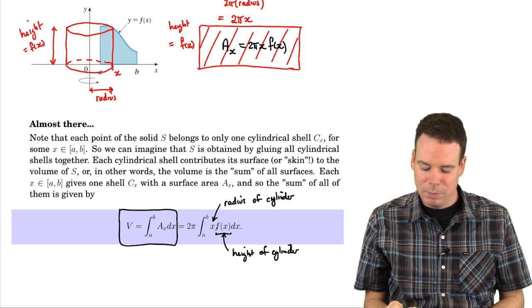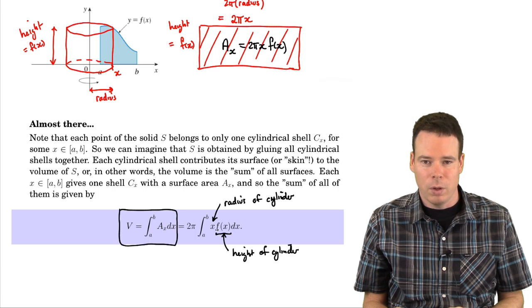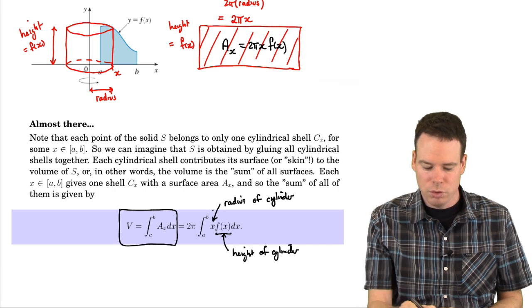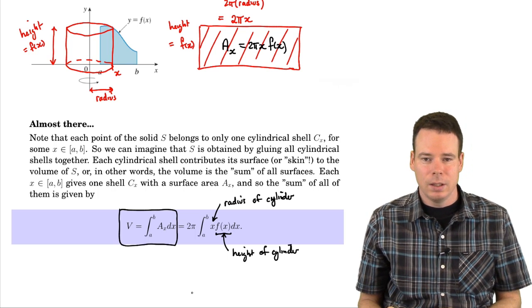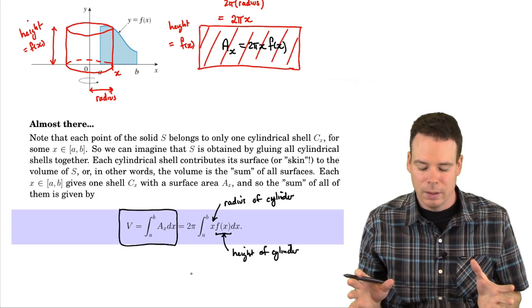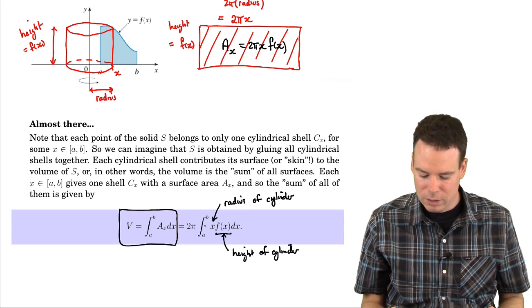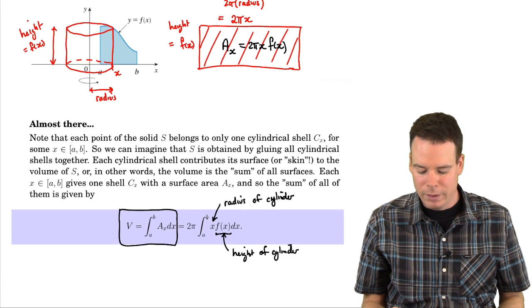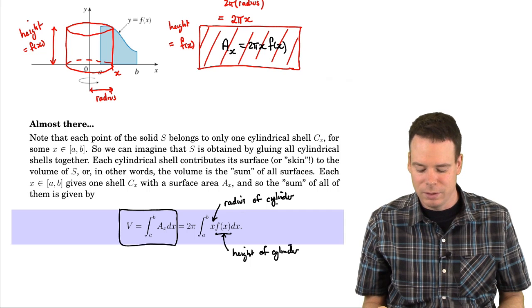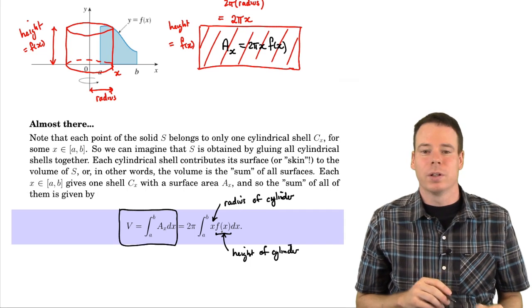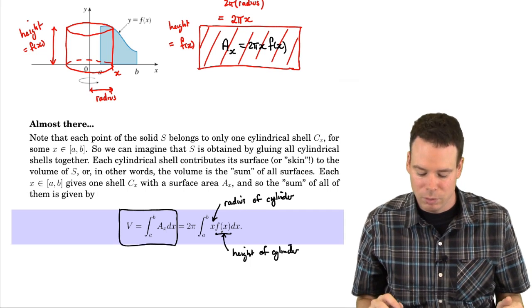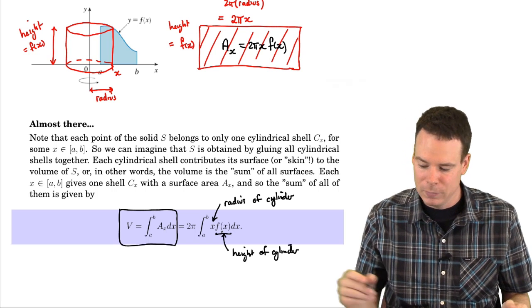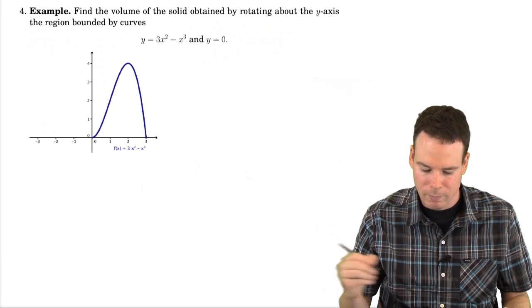So this one was specific for the case of revolving around the y-axis of a region trapped between a function and the x-axis. But in general, what we just need to do is multiply 2 pi times the integral of the radius of the cylinder times the height of the cylinder. And we're going to see that is the result we're using in all our examples to come. So let's do a bunch of examples.